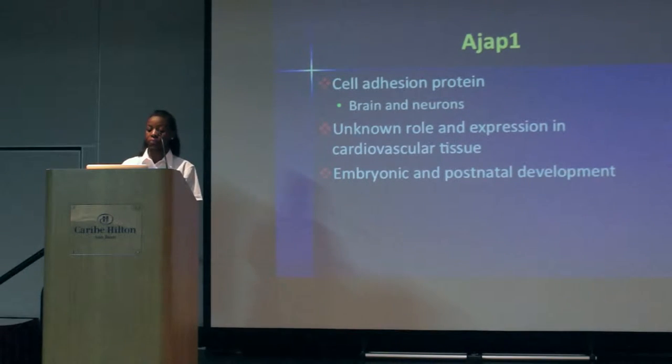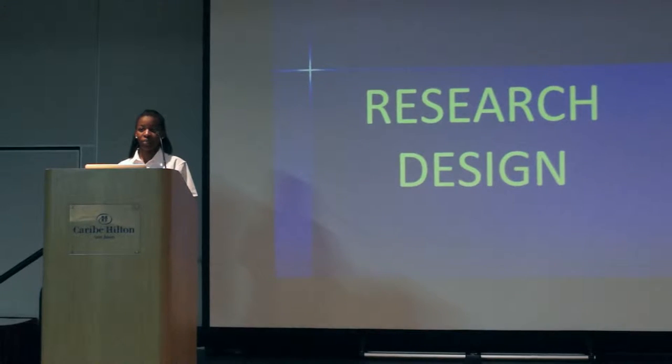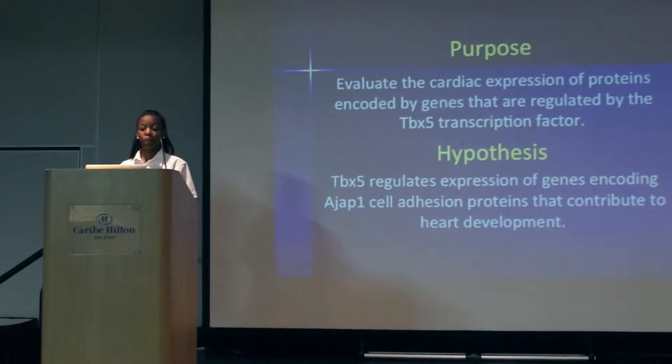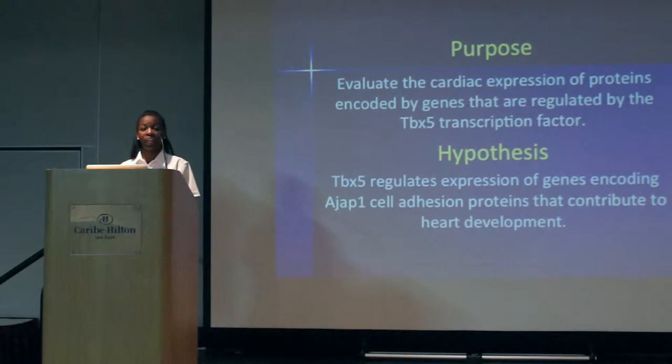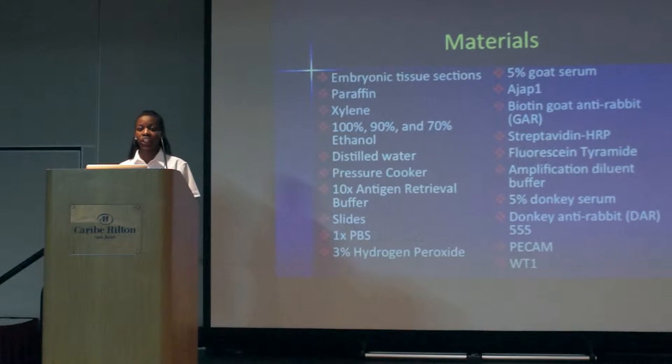development of the heart. This now brings me to my research design portion of my experiment. The purpose of my experiment was to evaluate the cardiac expression of proteins encoded by genes that are regulated by the TBX5 transcription factor. We hypothesized that TBX5 regulates expressions of genes encoding HOP1 and cell adhesion proteins that contribute to heart development. Here's a list of my materials, all of which I feel were important to the success of my experiment. Please take a moment to look them over.